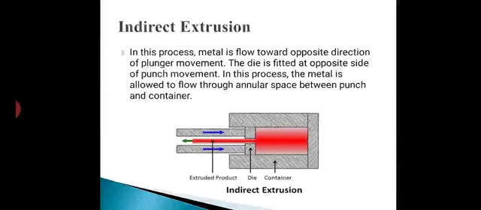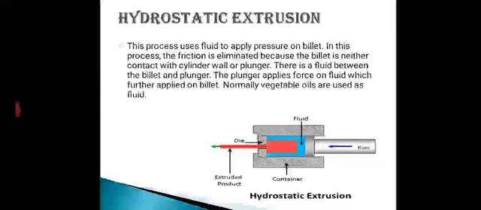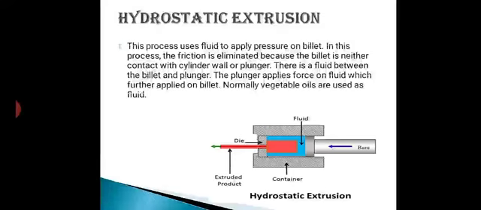Now another is the hydrostatic extrusion process. It is a special type of extrusion process in which there is no friction between the container and the billet. In this process, fluid is used between the container and the billet. Have you seen in the figure? The blue zone represents the fluid, which may be a vegetable oil, used to make the contact frictionless between the container and the billet.